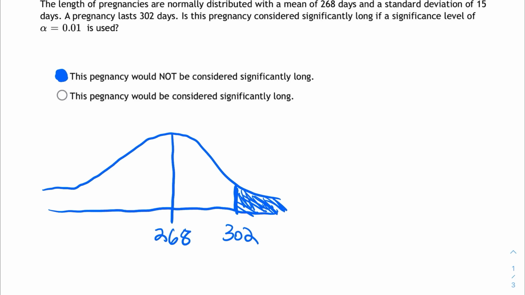Now you notice that if we use the significance level of 0.02, this would be considered significant, or even 0.05, this would be considered significant. So choosing your significance level actually determines how extreme the value has to be to be considered significant.